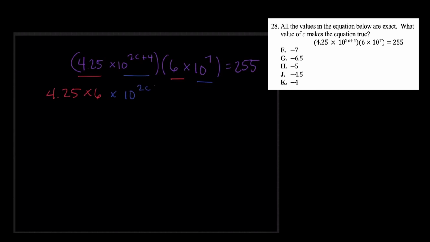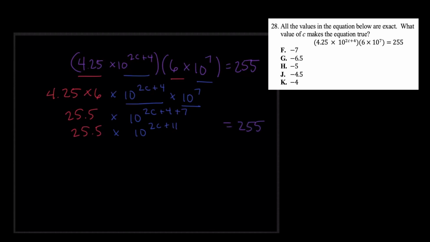Now, once we rewrite this, you're going to notice that the rule we talked about in the first problem is going to apply here to these 10s. So first, let's take care of the 4.25 times 6. If you put that in your calculator, it's 25.5. And then for the 10s, since we have the same base and we're multiplying them together, we are going to add our exponents. So the exponent just becomes 2c plus 4 plus 7. And then a quick rewrite there is going to give us 10 to the 2c plus 11. Okay? And that still equals 255.